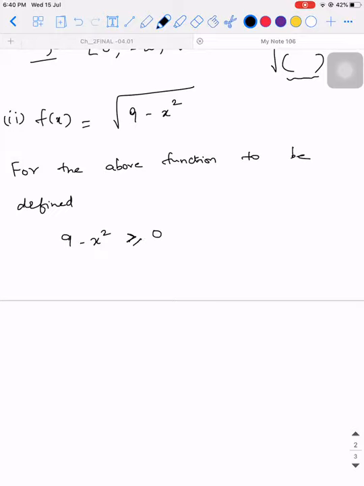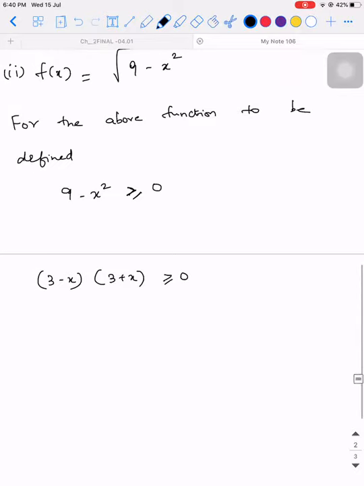Are you guys able to understand? Your voice is breaking, sir. Is it clear? See, 9 minus x square should be greater than or equal to 0. I hope this point is clear. Yes, sir. Now, I can write it as 3 minus x into 3 plus x is greater than or equal to 0. Can I write it like this? Yes, sir.